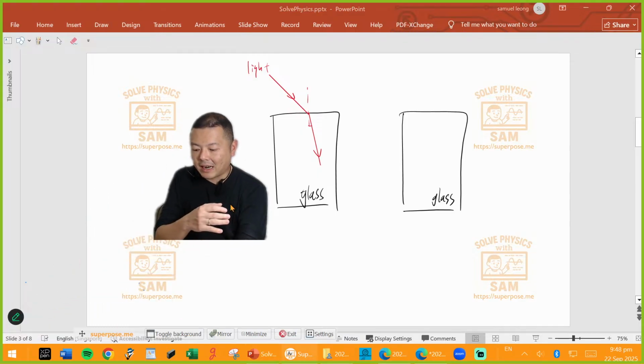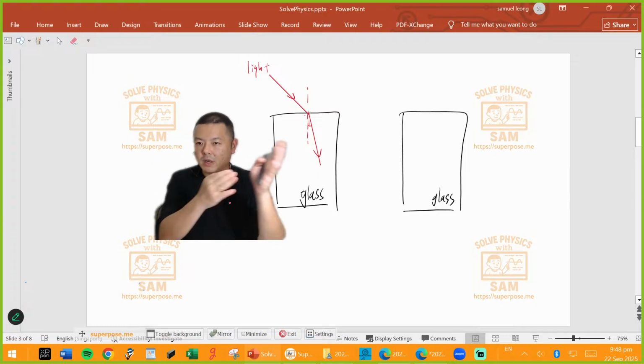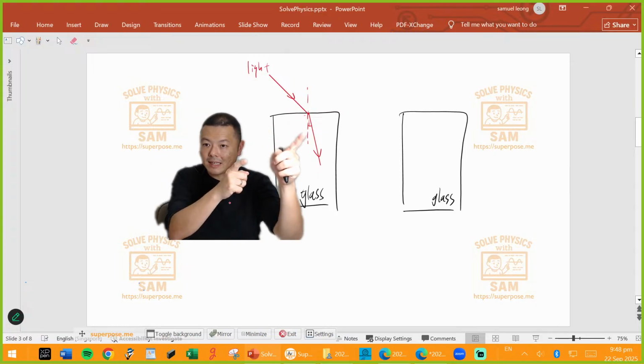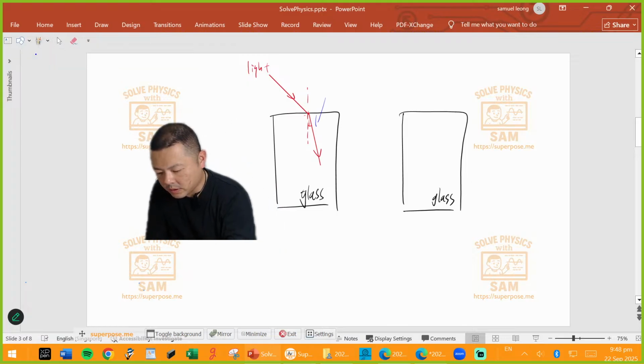You should understand that light bends towards the normal, right? Once light goes into glass, it slows down, so it bends towards the normal. So this one here: light slows down, bend towards normal. Okay, right?